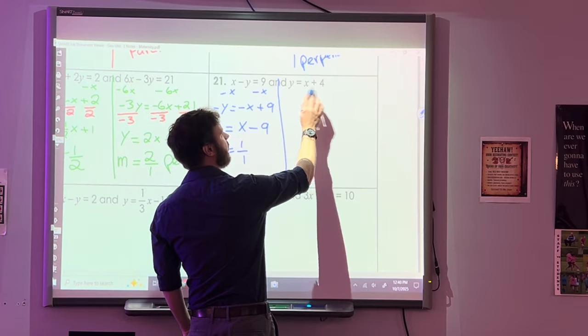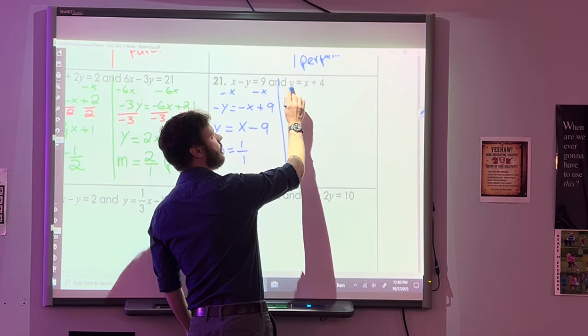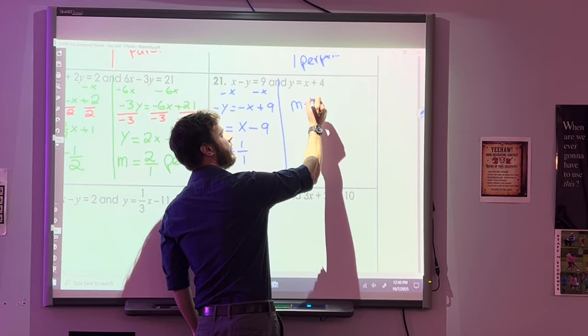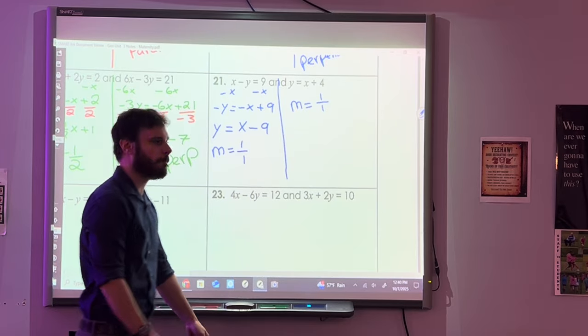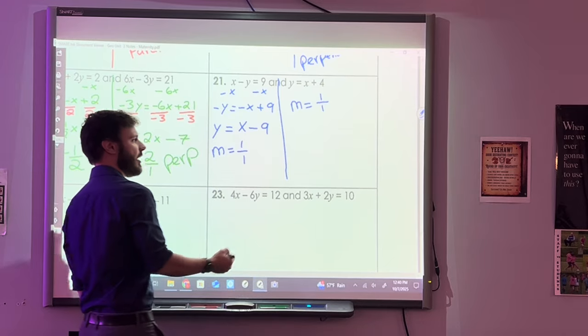Here, it's already in y equals mx plus b form. The y is all alone. My slope is whatever's in front of there, 1. Remember, invisible 1. I see that they are exactly the same.